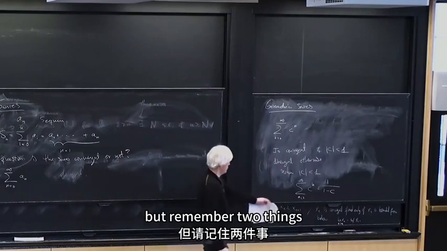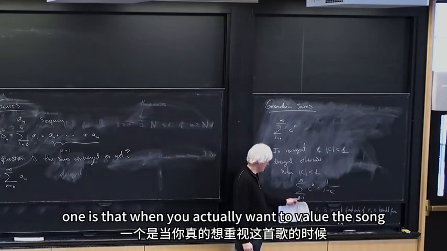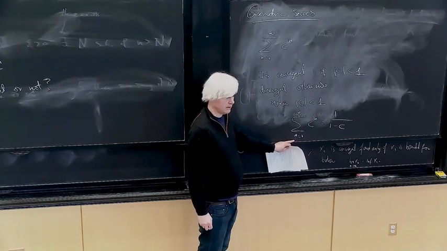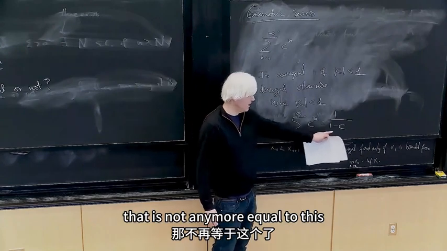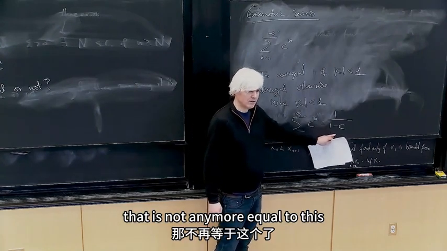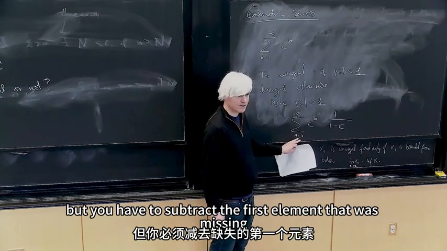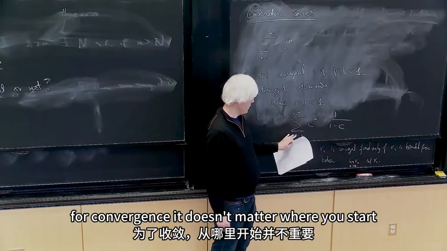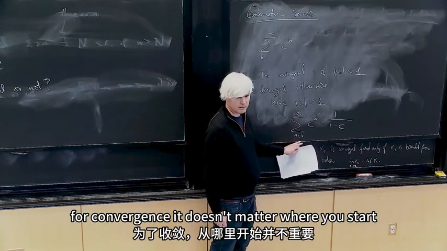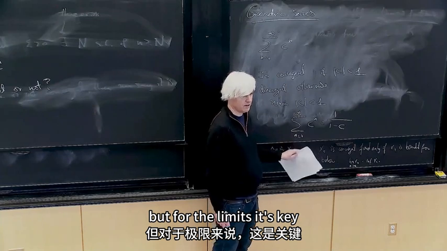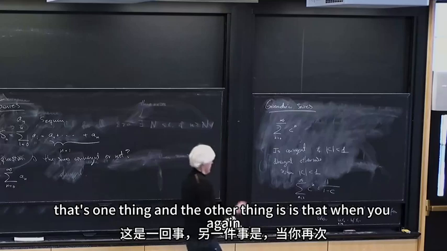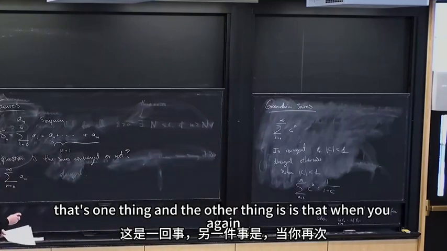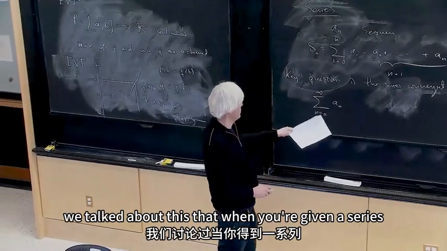But remember two things. One is that when you actually want to evaluate the sum, it's crucial where you're starting. If I had started at 1, then it's not anymore equal to this, but you have to subtract the first element, right? That was missing. So for convergence, it doesn't matter where you start, but for the limits, it's key.